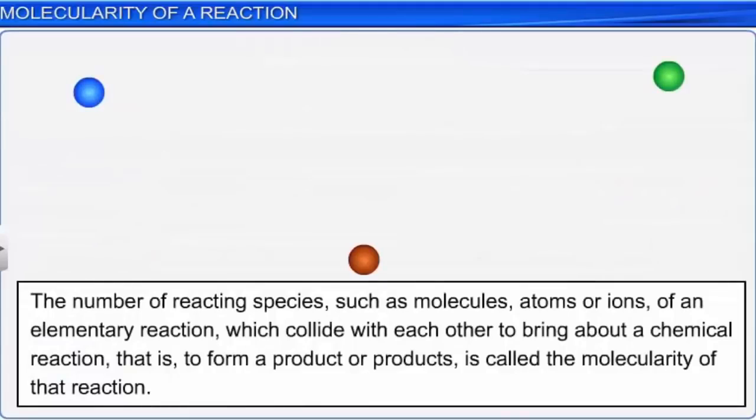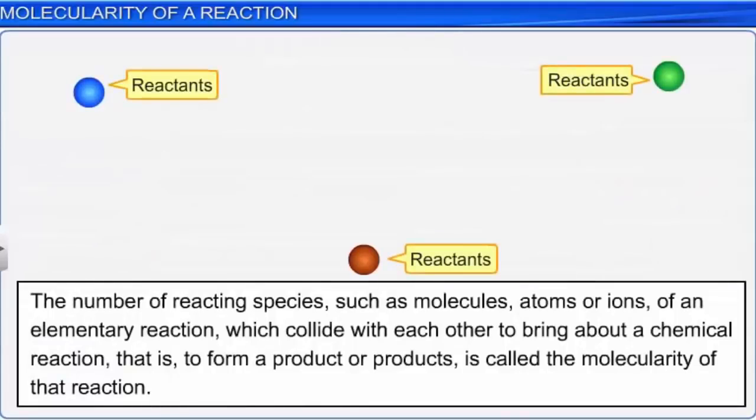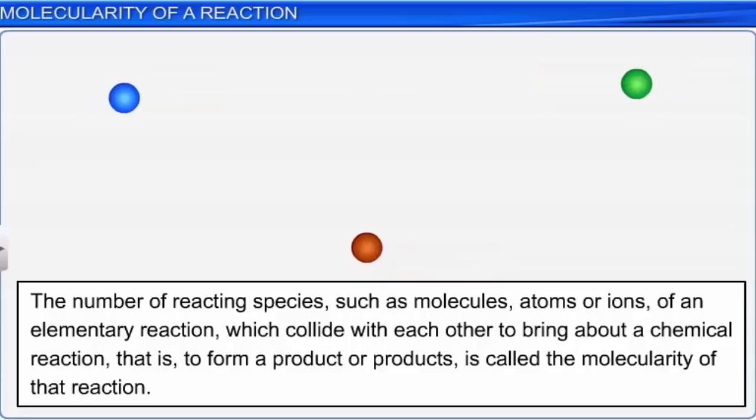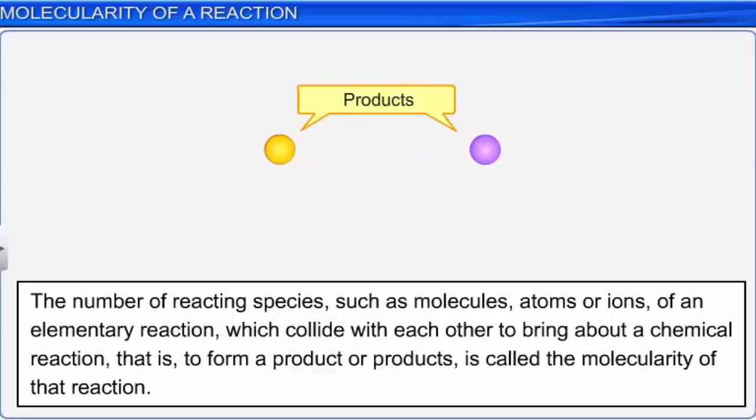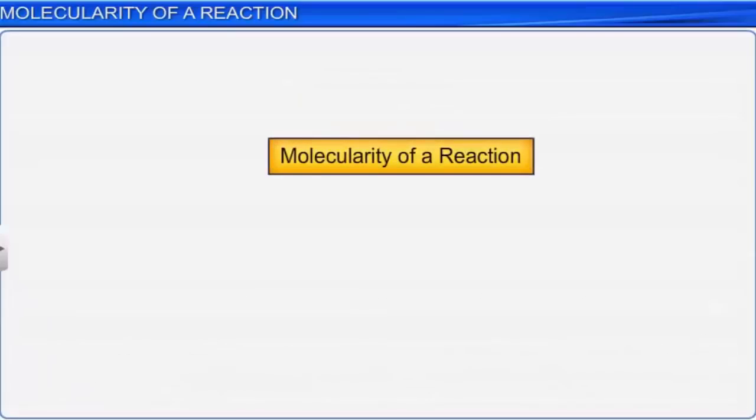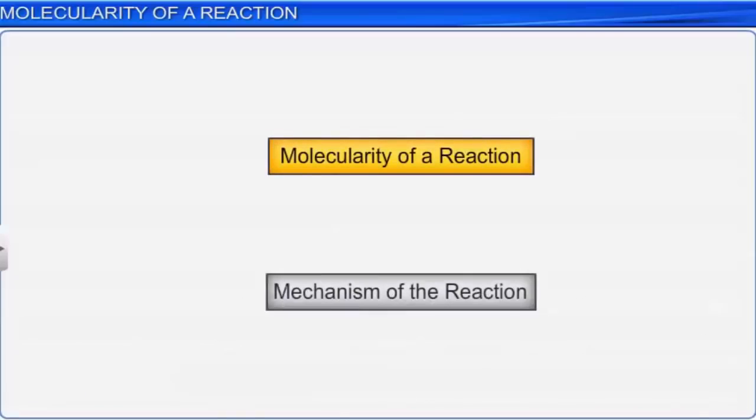The number of reacting species, such as molecules, atoms, or ions, of an elementary reaction, which collide with each other to bring about a chemical reaction, that is, to form a product or products, is called the molecularity of that reaction. Molecularity of a reaction is the property that helps us understand the mechanism of a reaction.